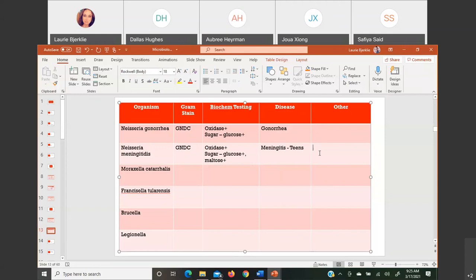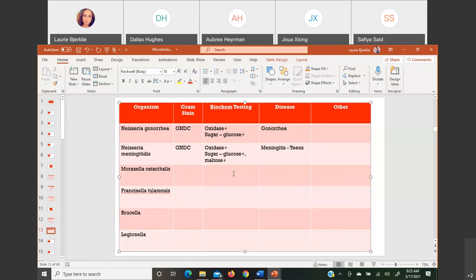Did I need to say anything else here? Again, we already talked about the augers. They're Martin Lewis and NYC augers to screen for Neisserias. You don't need to mention that. I think we're good on that.